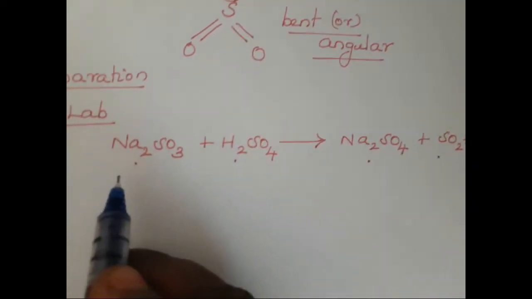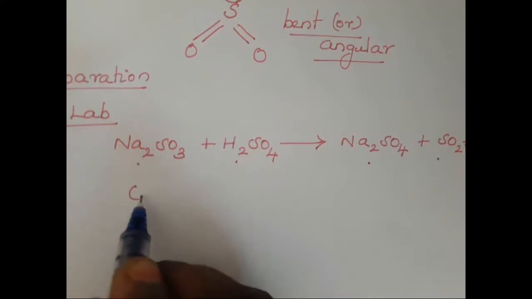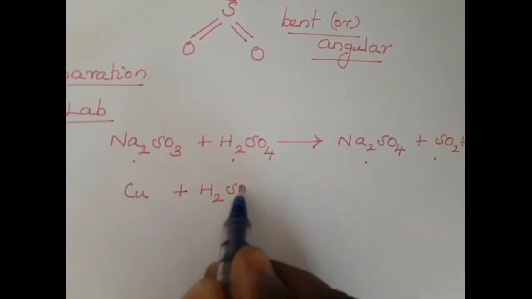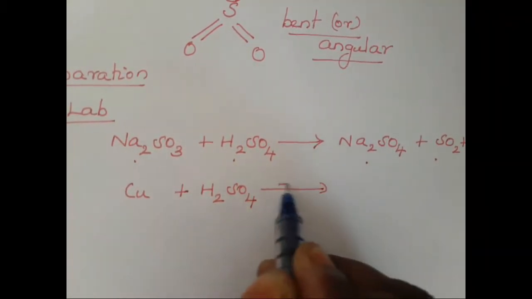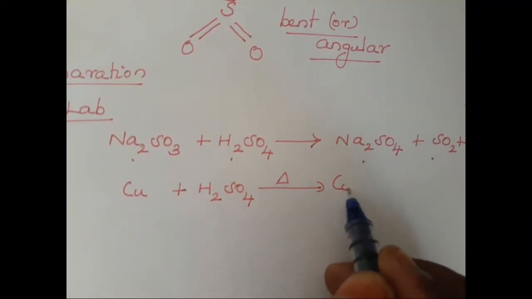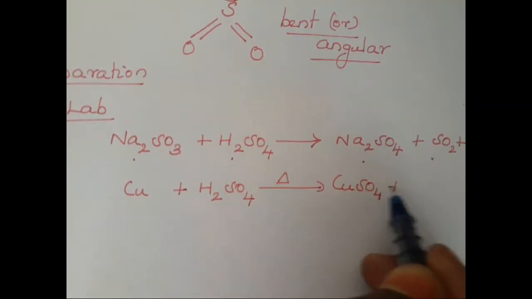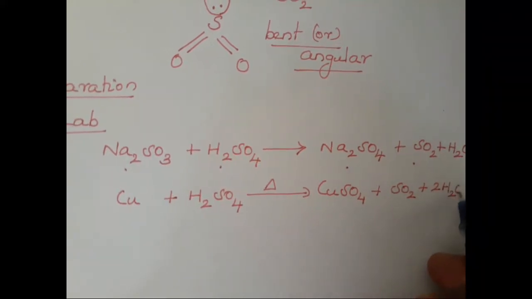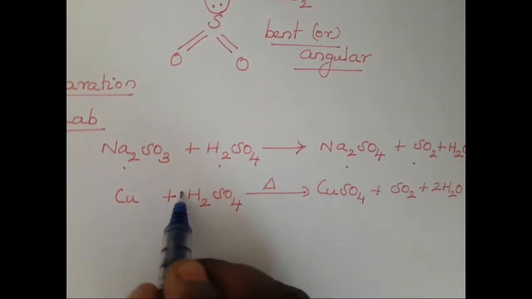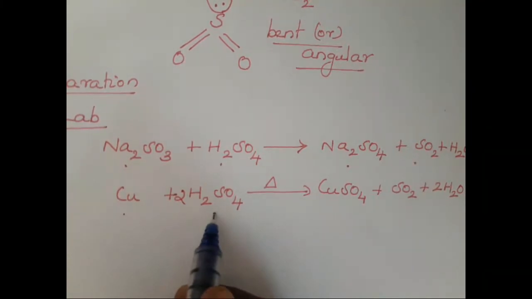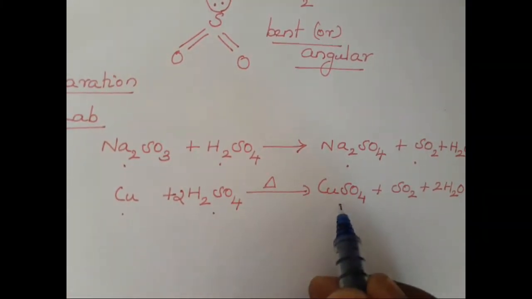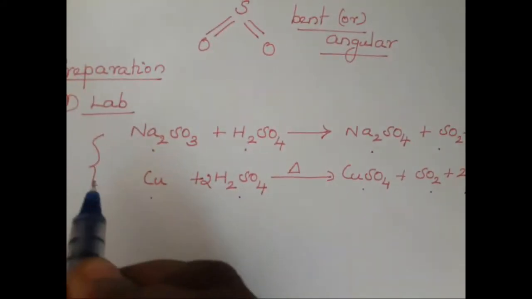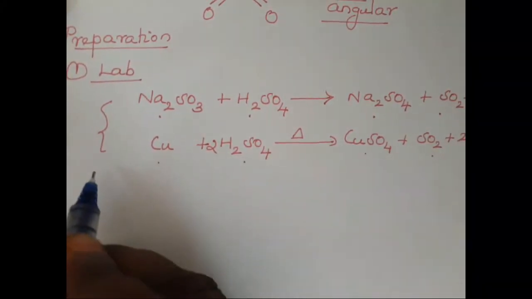One more laboratory method is also there. Copper turnings, when treated with sulfuric acid and heated, will produce copper sulfate plus sulfur dioxide plus water. Right children? Copper turnings, when treated with sulfuric acid, you'll be getting copper sulfate, sulfur dioxide and water. These two are the laboratory methods of preparation of sulfur dioxide.